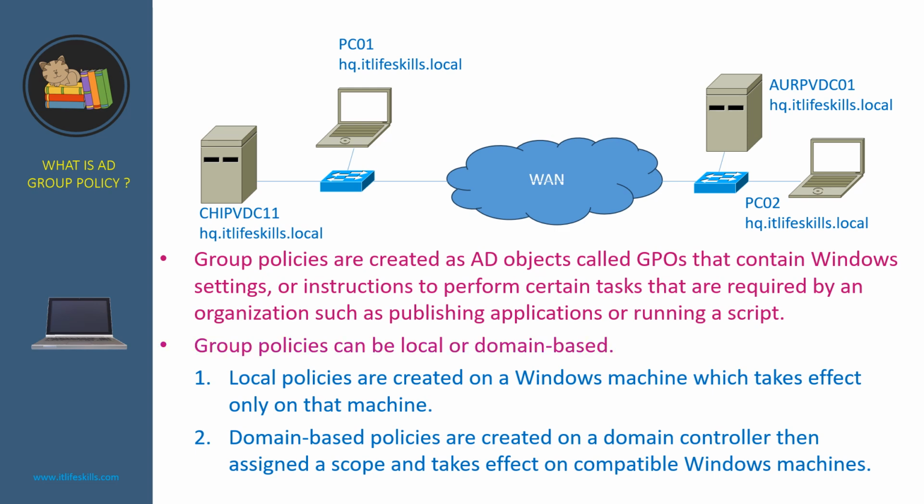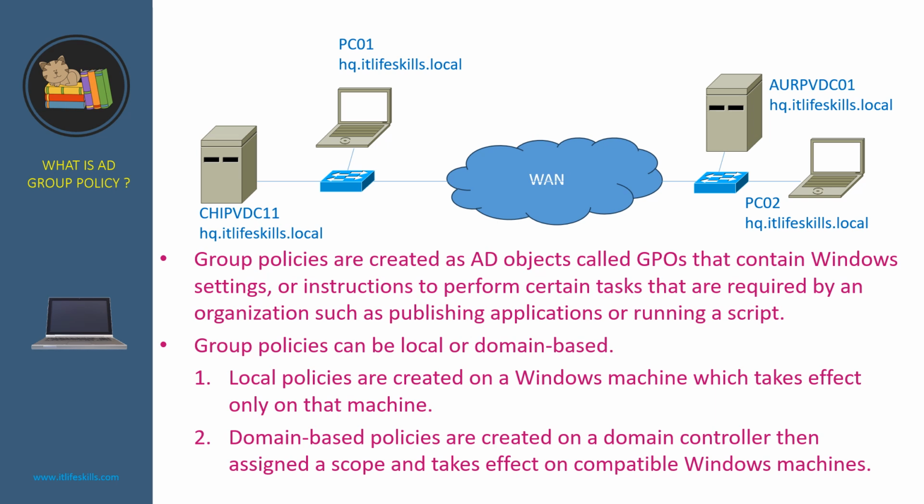Group policies can be local or domain-based. Local policies are created on a Windows machine, which takes effect only on that machine. Domain-based policies are created on a domain controller, then assigned to a scope, which takes effect on comparable Windows machines within that scope.